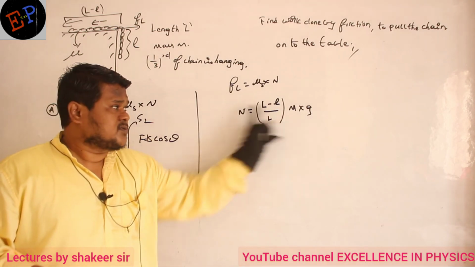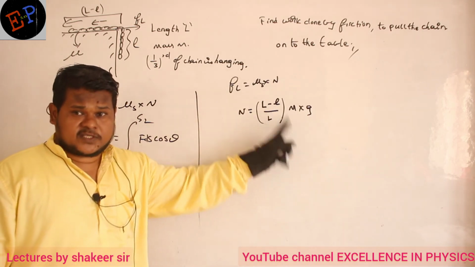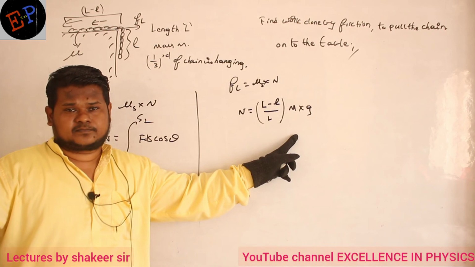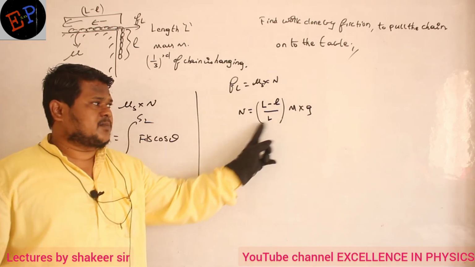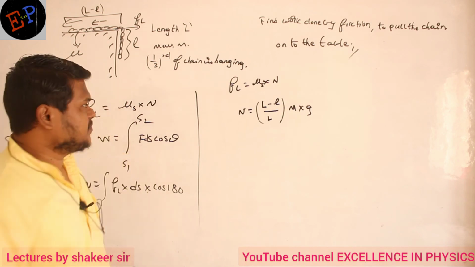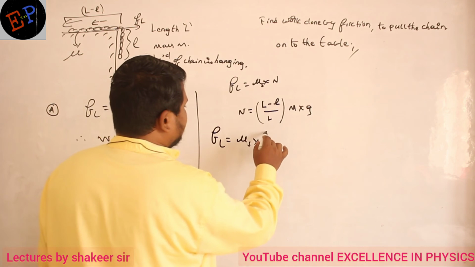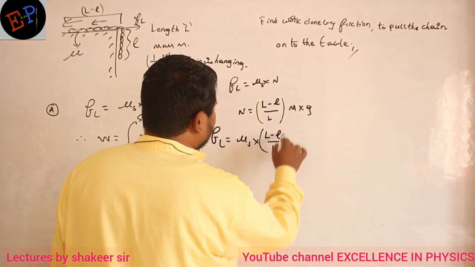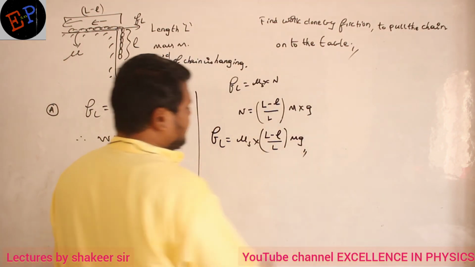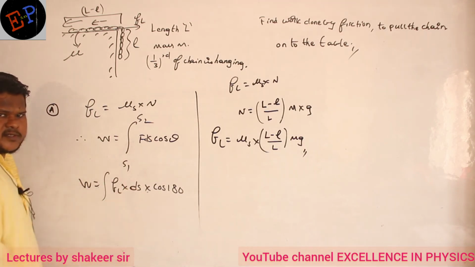Are you able to understand? So this is the normal reaction. This much amount of weight of the chain is falling on the table, so the table will give an equal amount of normal reaction. That is how we can calculate the normal reaction. Understood? So therefore what is the friction value? F equals mu s into N. The N value is (L minus l) divided by L multiplied by mg. So I calculated the friction value. Now just substitute in this equation, that is my answer.